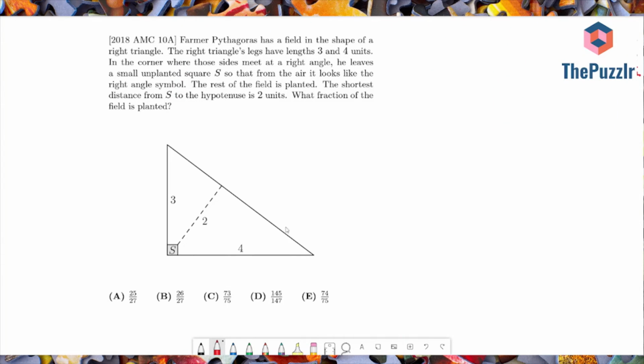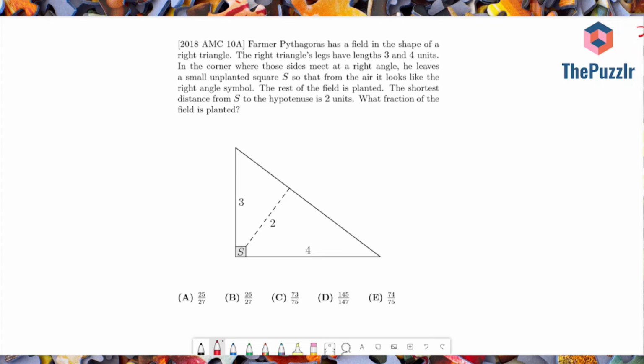2018 AMC 10A. Farmer Pythagoras has a field in the shape of a right triangle. The right triangle's legs have lengths 3 and 4 units. In the corner where those sides meet at a right angle, he leaves a small unplanted square S so that from the air it looks like the right angle symbol.